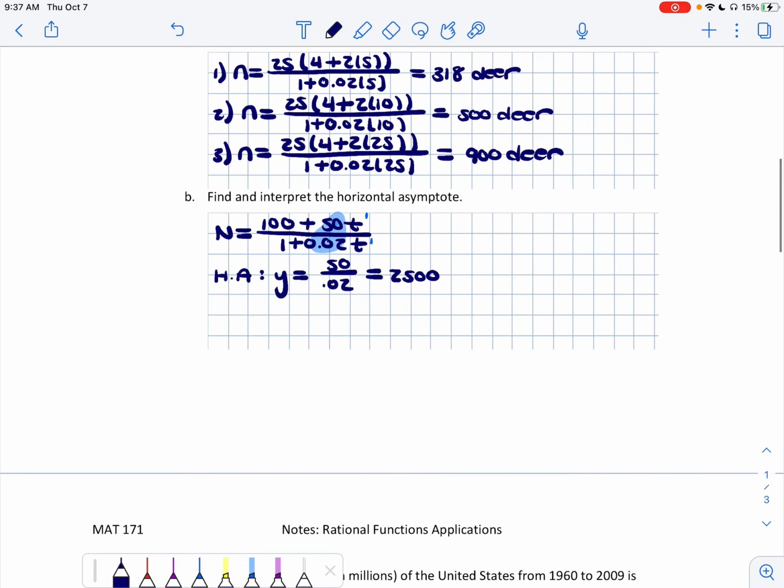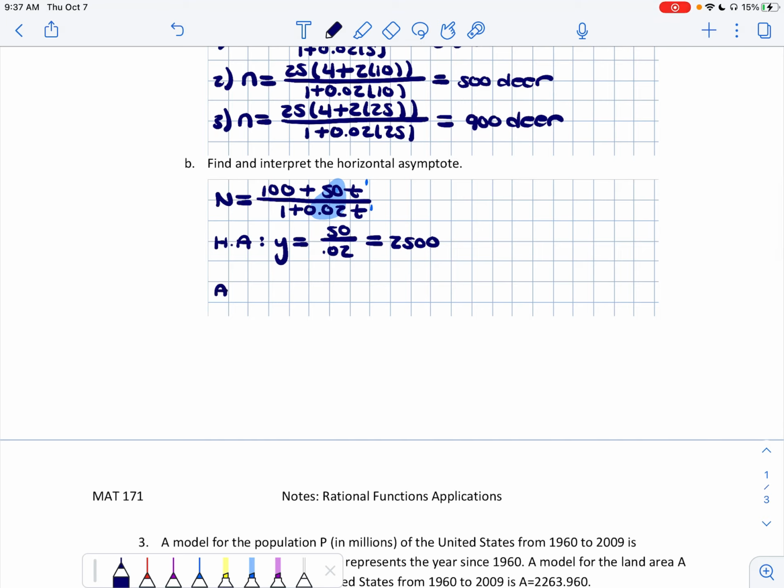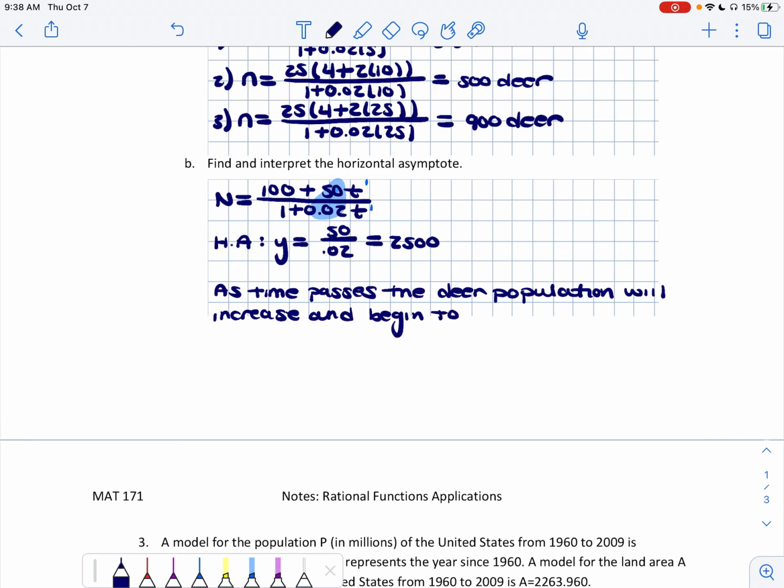Okay, so as time passes, the deer population will increase and begin to level off around 2,500.